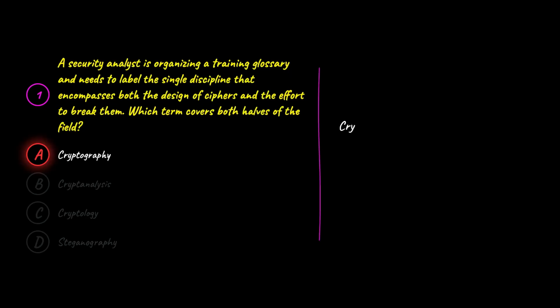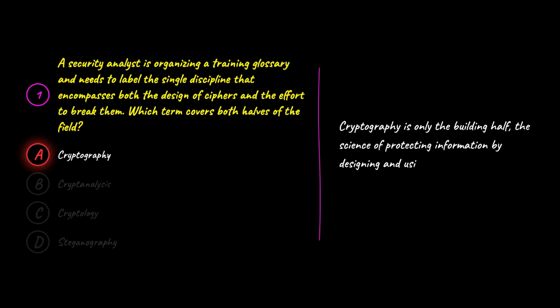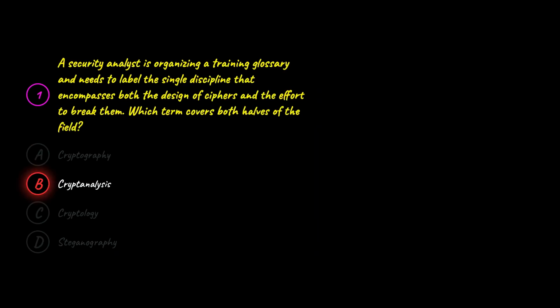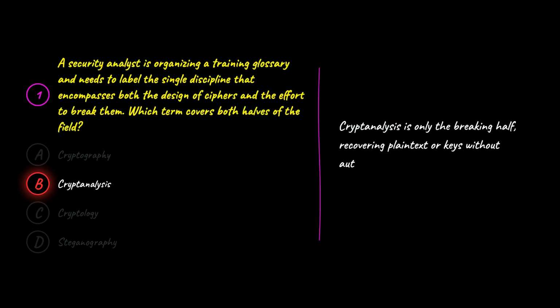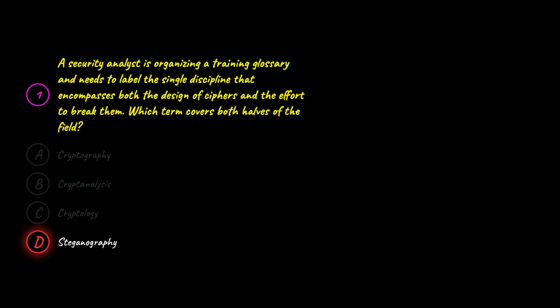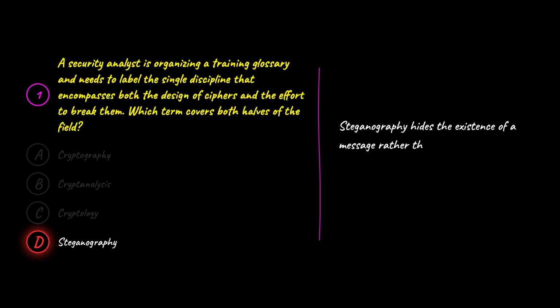A is wrong because cryptography is only the building half, the science of protecting information by designing and using ciphers. It does not by itself include the breaking side. B is wrong because cryptanalysis is only the break-in half, recovering plain text or keys without authorization. It is one side of the field, not the whole. D is wrong because steganography hides the existence of a message rather than encompassing the making and breaking of ciphers. It is a separate concealment technique.